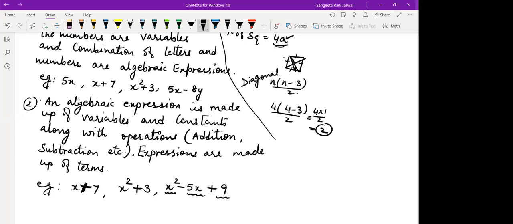But when there is a multiply sign in between, like suppose 5 into x is 5x, this multiply is not separating the terms. 5x itself is one term. Only addition and subtraction separate the terms. This is one term, this is another, this is another. Here also you have x square. So x square is x into x only, but we are considering it as one term. So term separation is only when you have plus or minus sign in between. Okay?